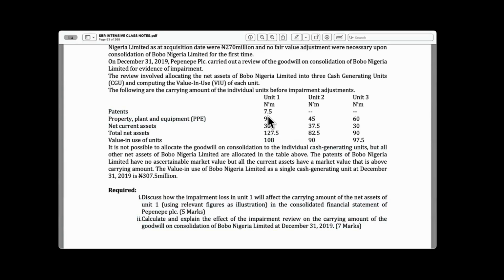And the new net asset is as expressed below. That's when you now do your table. You do unit one carrying amount, impairment loss, then the new carrying amount. Then you write all these figures: 7.5, 90, 30. Under impairment loss, you put 7.5 for patent, the remaining 12 for PPE, then 0 for net current asset. Then you remove the impairment loss from the carrying amount to get the new carrying amount, like that.